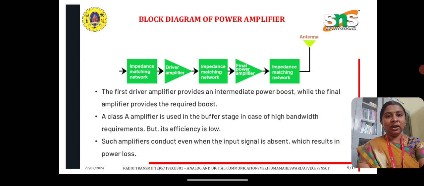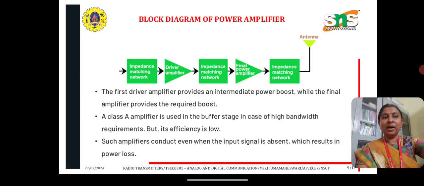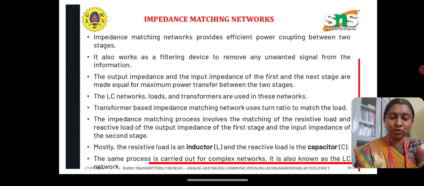In this particular case, we are using a class A amplifier, which is used in the buffer stage in case of high bandwidth requirements, but its efficiency is very low. Such amplifiers conduct even when the input signal is absent, which results in power loss. It provides an intermediate power boost while the final amplifier provides the required boost.